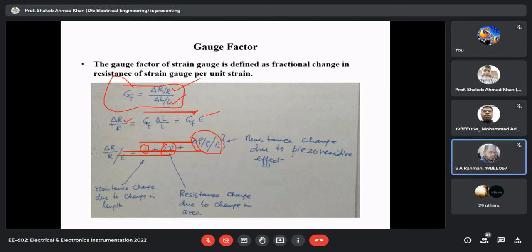Or you should not get confused with the piezoelectric effect. Piezoelectric effect is altogether different thing.